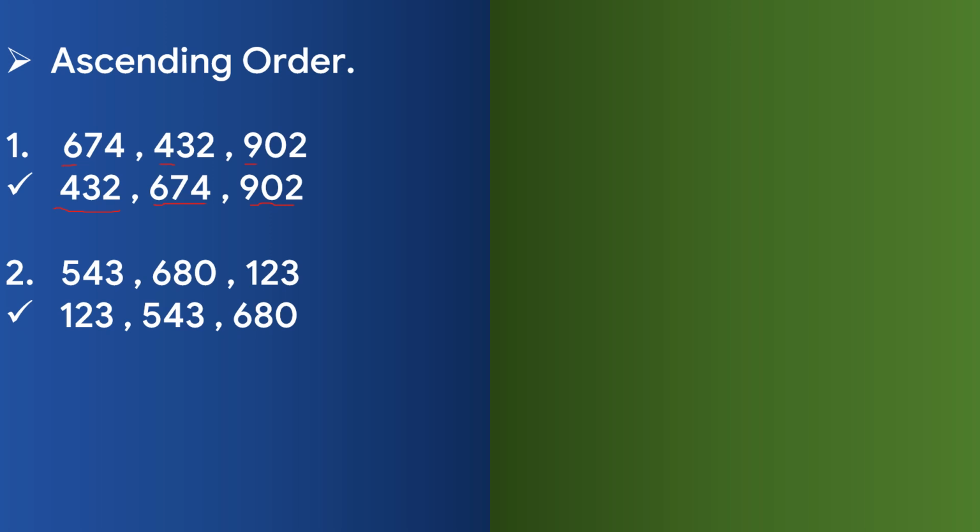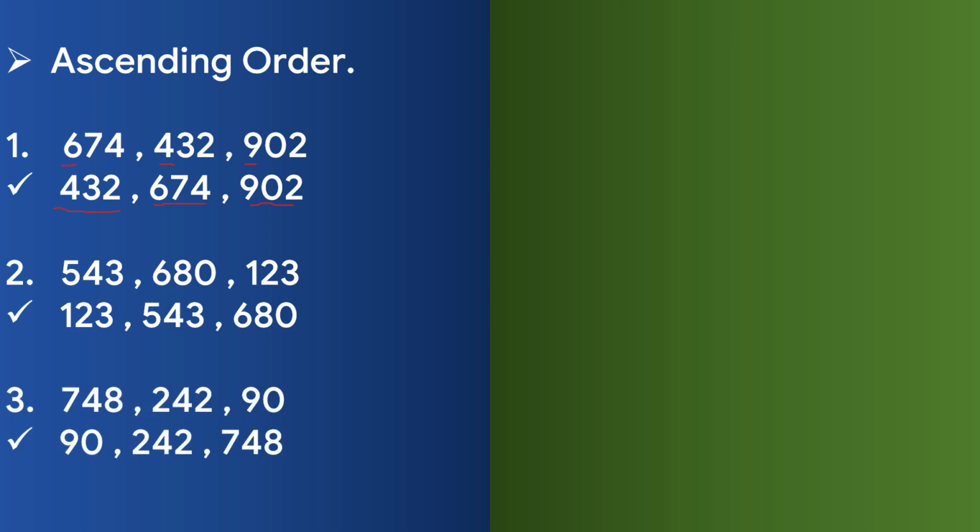Now your second set of numbers is 543, then 680, then 123. So see the first digit of all these numbers. In the first number there is a 5, in the second number there is a 6, and in the third number there is a 1. So from these three, which one is the smallest number? 5, 6 and 1. 123 is the smallest number, so you have to cut that number because we already wrote it.